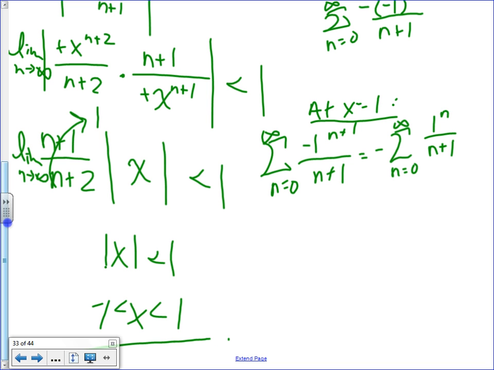What test should I use? Another ratio, or I could do the root, the root test. Which one do you guys want to do? We could do ratio or root, either one. I think ratio is probably the more applicable one, usually, right? Yeah. So then how do we do the ratio test? We already know that. We just did it.